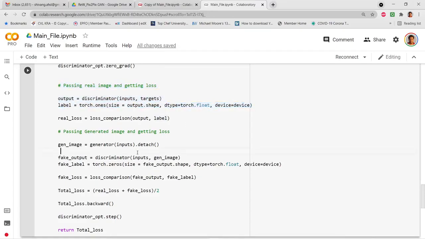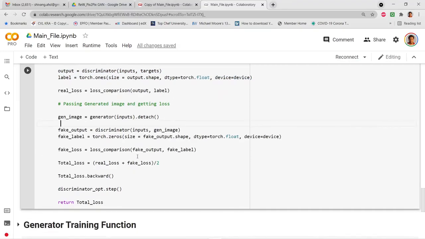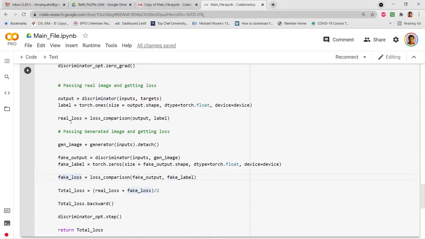But what about training it to reject the images which are not even close to the target? For that we have to give the input to the generator, and the generator will give an output, a generated image. Again this generated image and input will be given to the discriminator. The discriminator will produce some output, and we have to produce fake labels of torch.zeros of the same shape and size, and then again generate the binary cross entropy loss, and this will be a fake loss. So we have two losses, real loss and fake loss.